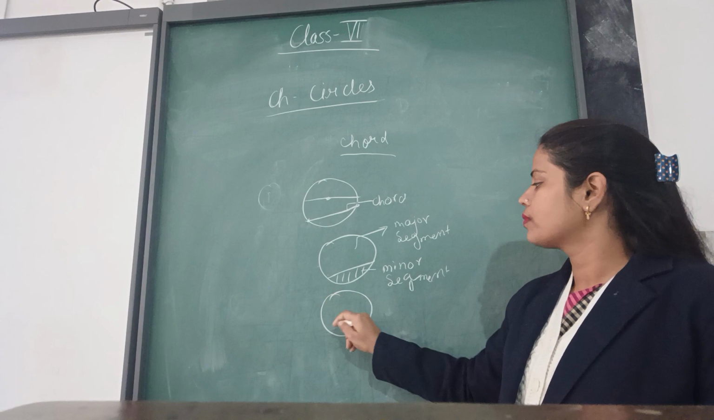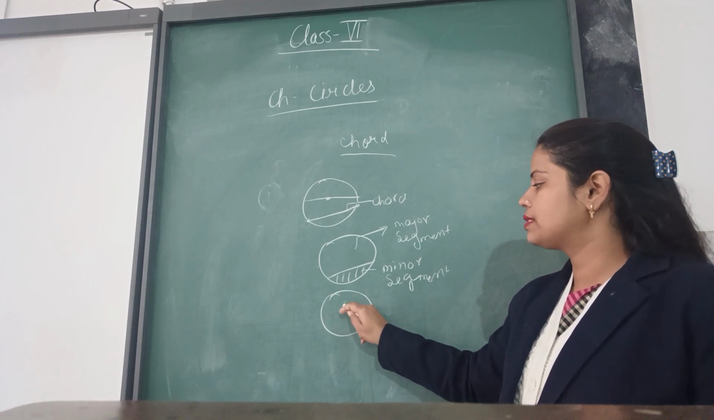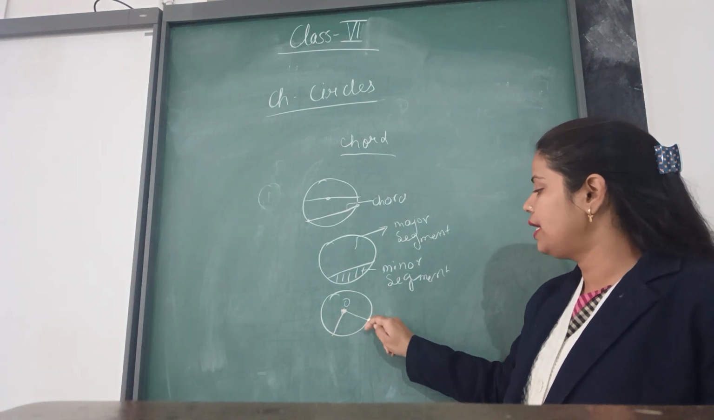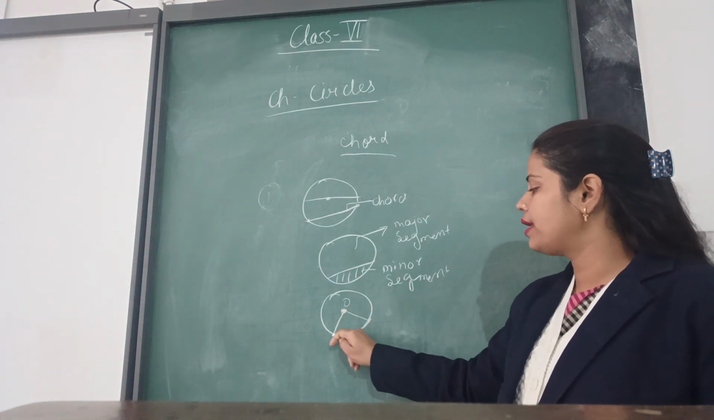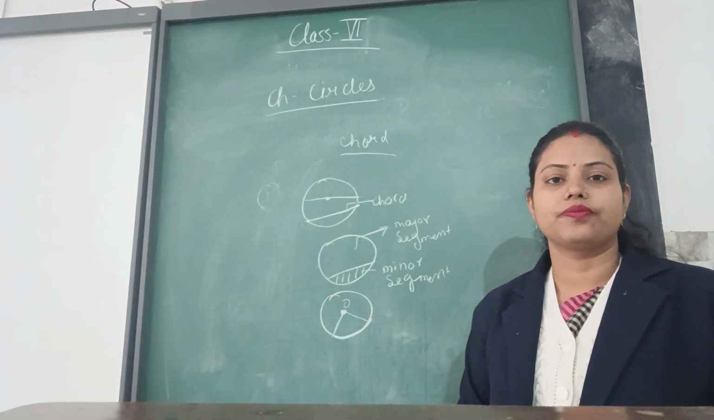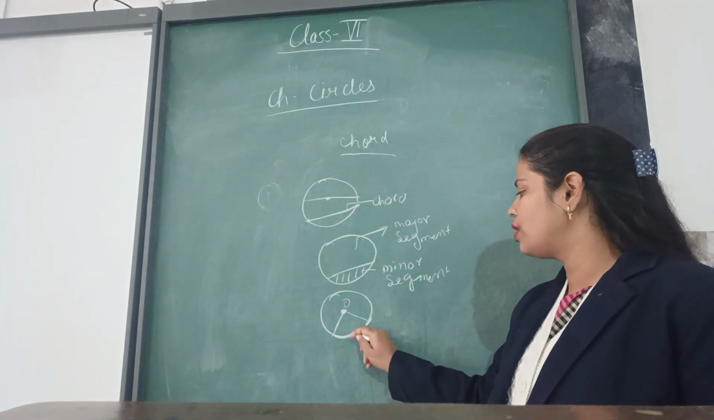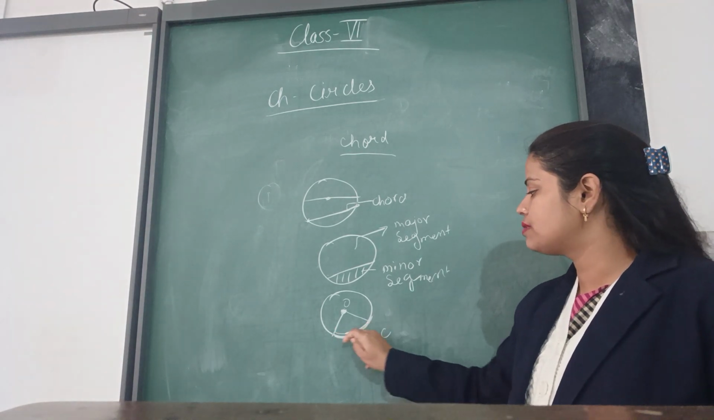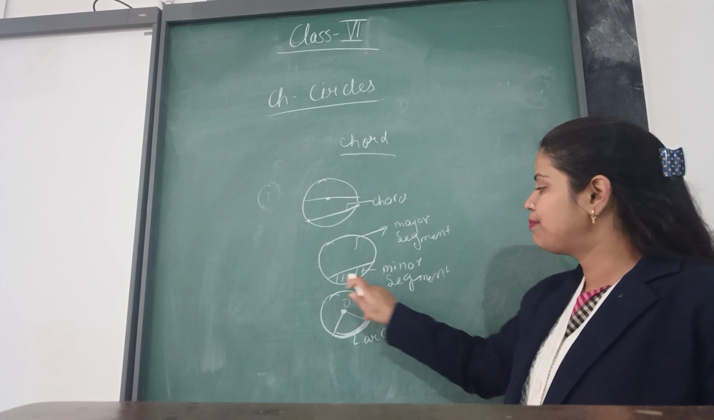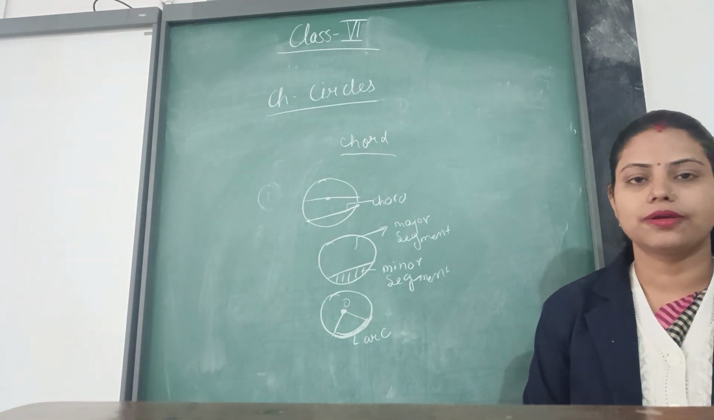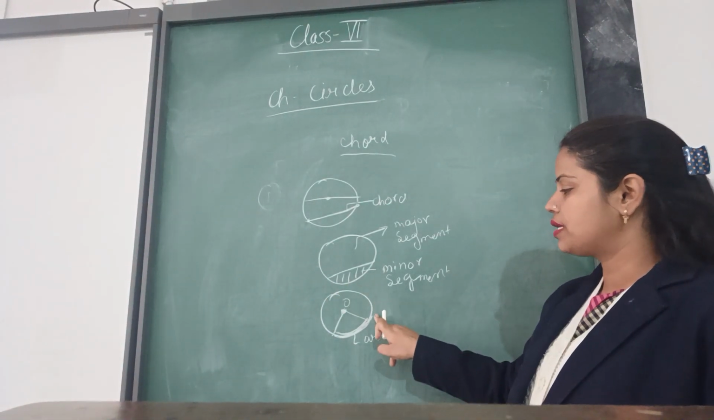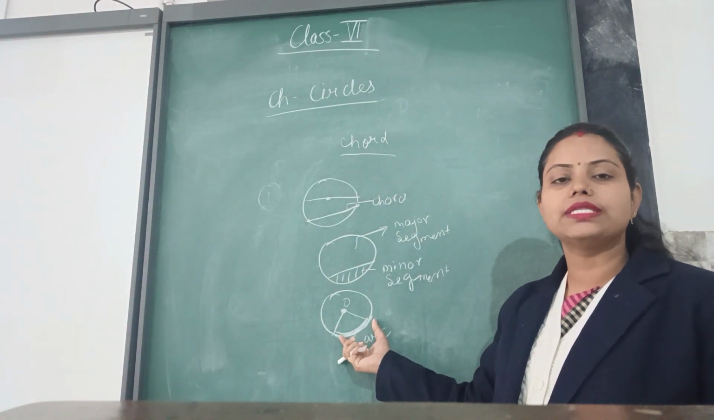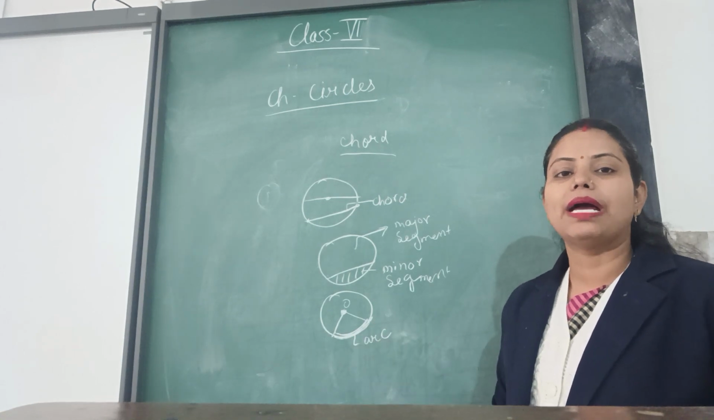Now let us understand about the sector. A sector is like this. You can take it to be the radius O. From the two sides it is bounded by the radius, and the third side it is bounded by a part of circumference. And this part of circumference is called as arc. The smaller part of circumference will be called as minor arc, and the bigger part of circumference will be called as major arc.